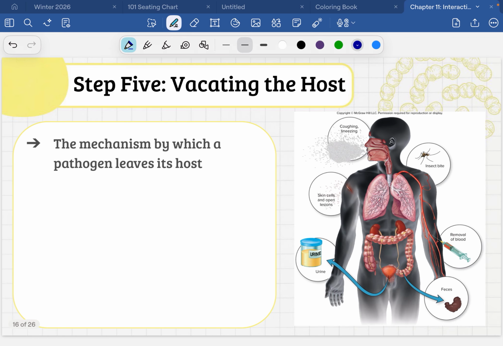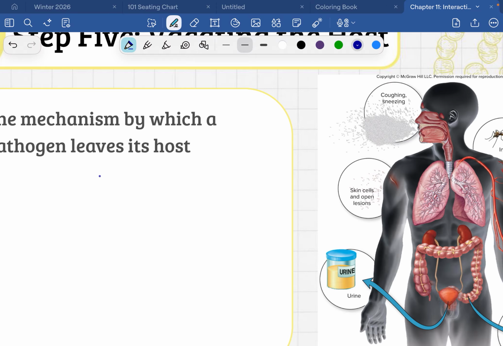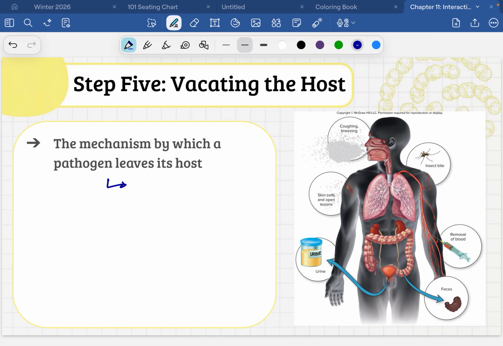Okay. So step 5, after the bacteria or organism has caused disease, it then has to leave the host. It has to vacate. So step 5 is vacating the host, the mechanism by which a pathogen leaves its host. And another word we use for this is portal of exit. Okay, like I've said before, scientists are not super creative. So we have a portal of entry where a bacteria gets into the body, right? That was step 1, exposure, portal of entry.